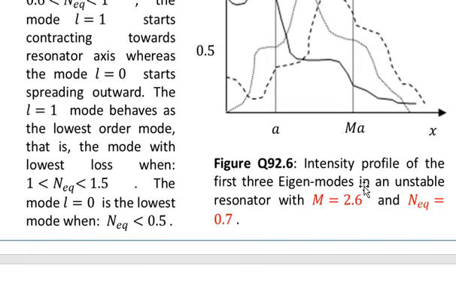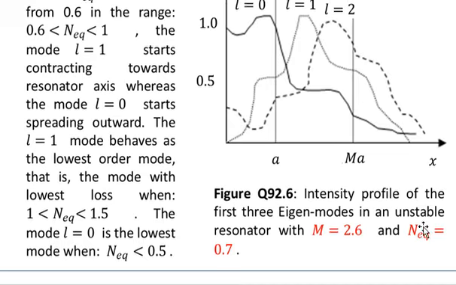And the caption of figure 6 is: intensity profile of the first 3 eigenmodes in an unstable resonator with M equal to 2.6 and N equivalent, that is the equivalent Fresnel number N_eq, equal to 0.7.